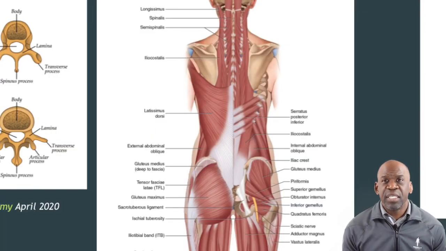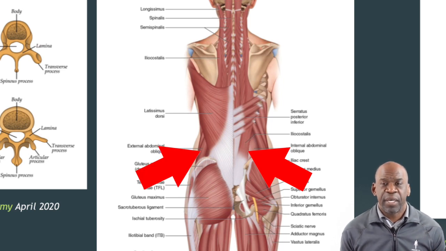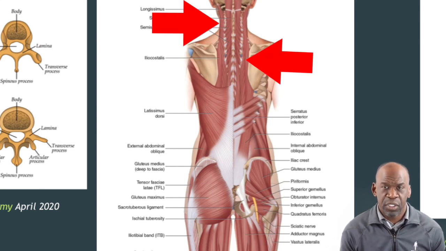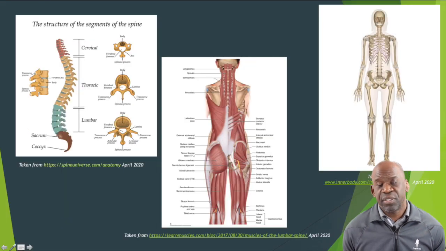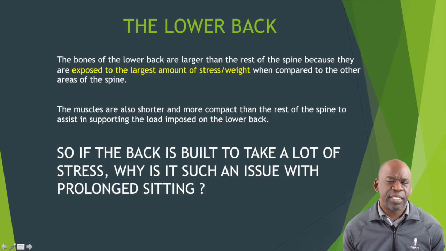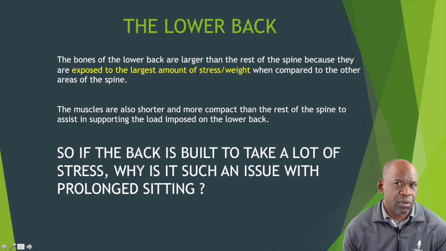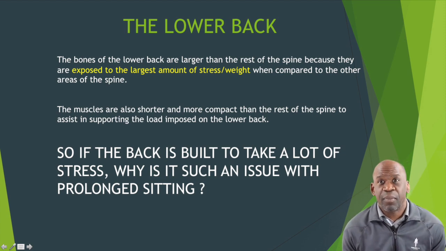In addition, the muscles of the lumbar spine are much broader, much stouter, and much stronger than the muscles that help to control the upper spinal column. Again, this is for the same reasons that the vertebrae are larger down below than up above. So if the spine is already designed to take these factors into account, then what's the problem with prolonged sitting? Or is prolonged sitting even a problem at all?